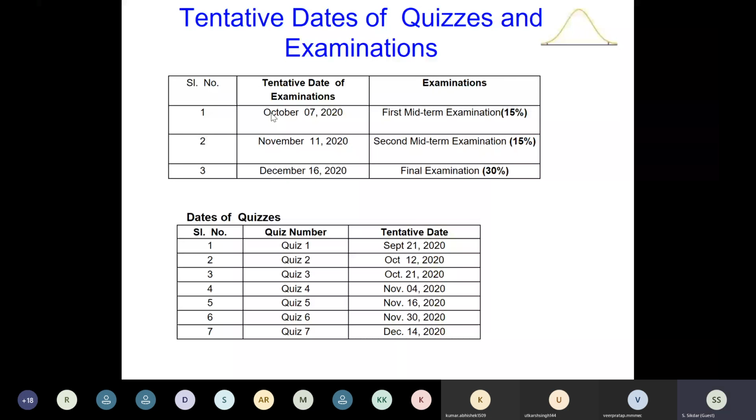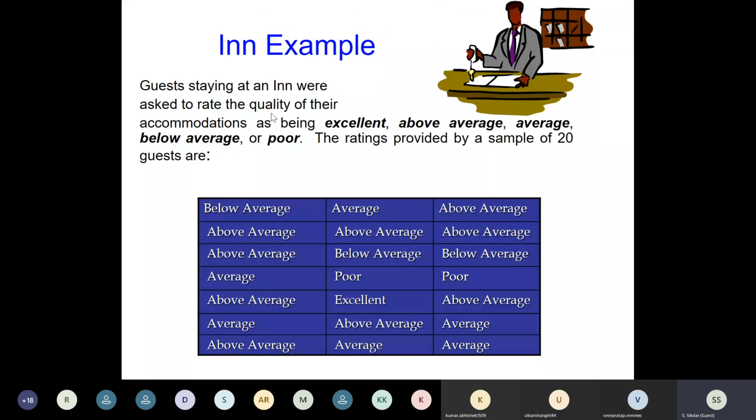Now let's take another example in which we'll try to cover the different pie charts or histograms that we discussed. What is the meaning of the term inn? Guest staying at an inn. What is inn?